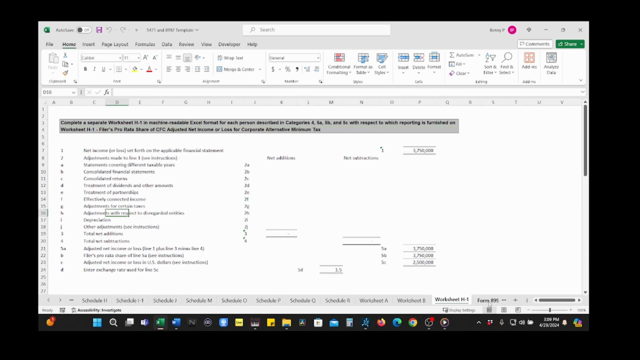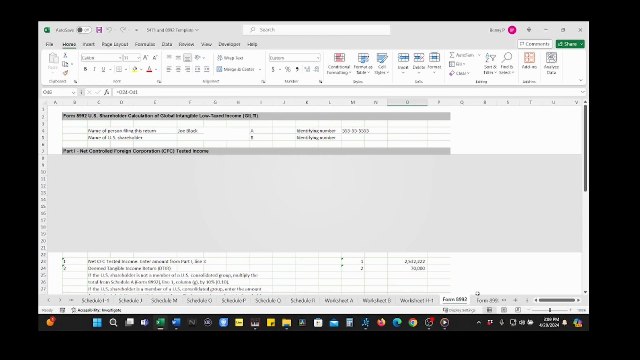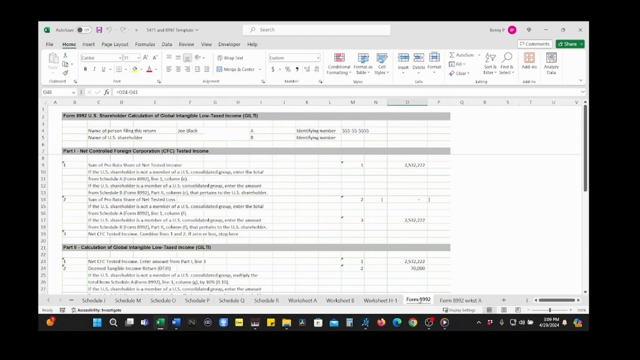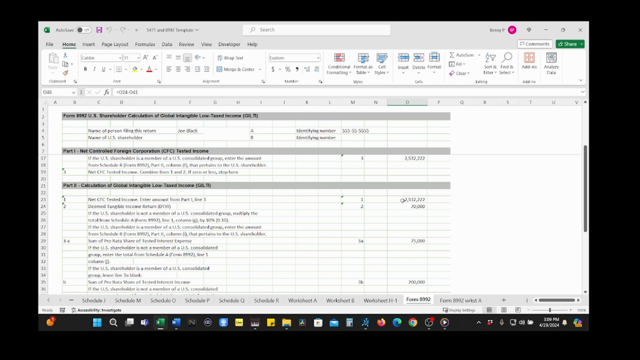Finally, we move to the Form 8992 and the Form 8992 Schedule A. I would start with Schedule A and enter in the information from Schedule I-1 in the first row. Here you would indicate the tested income and the qualified business asset investment in US dollars. All this information is linked to the Form 8992 in this workbook. Your GILTI amount is the tested income less 10% of your net deemed tangible income return. Your net deemed tangible income return is your qualified business asset investments times 10% less interest expense over interest income.